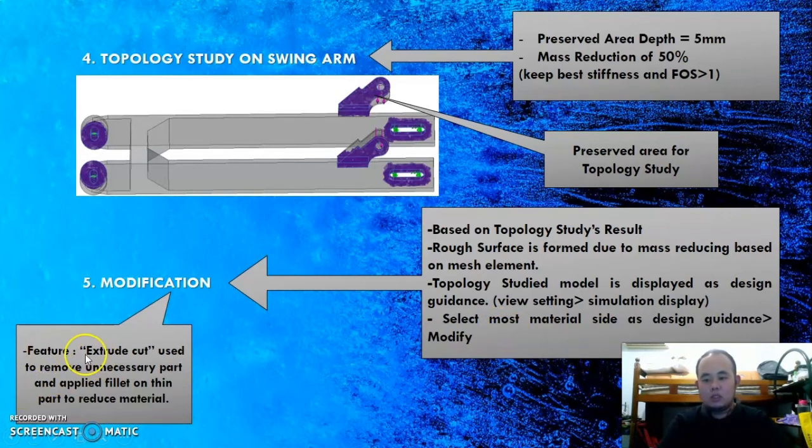There is a feature known as extrude cut, which we use to remove the unnecessary part. And we also apply the fillet on thin parts to reduce the material. And that's all for me for the methodology. For the next part, results, I'll pass it to my group member SENG to present his part.